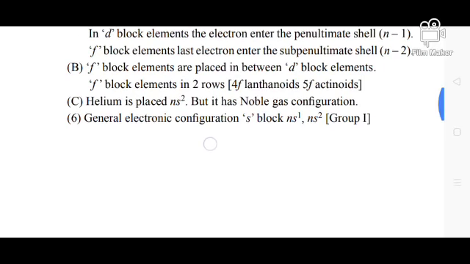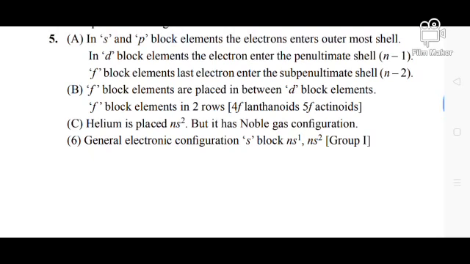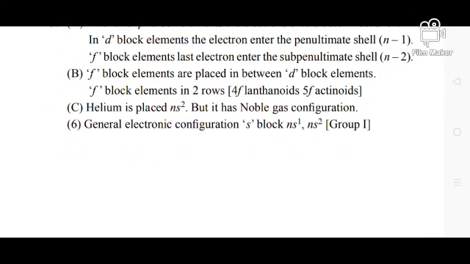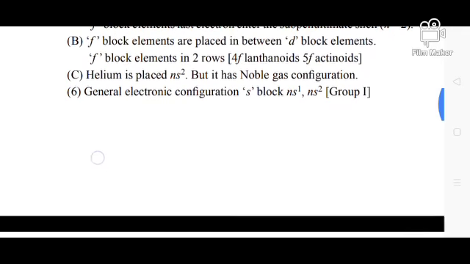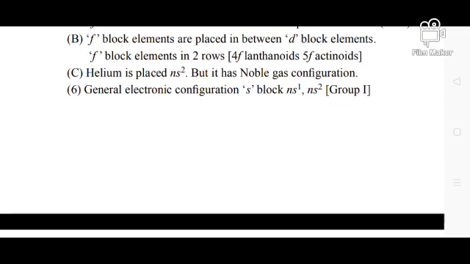The f block elements are placed in between the d block elements. The f block elements are in two rows, that is 4f, the lanthanoids, and 5f, the actinides. Helium is placed in ns2 because it has the noble gas configuration. As helium's outermost orbit is totally fulfilled, it is known as a completely noble gas configuration. The general electronic configuration of the s block is ns1 or ns2, for group 1 and group 2.